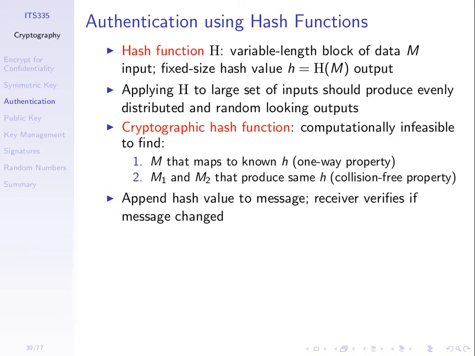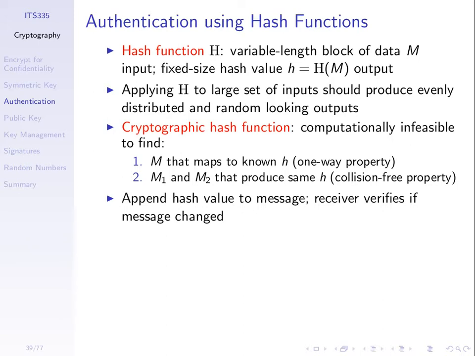Another way to state that: for a cryptographic hash function, it should be hard to find some message that maps to some known hash value. So if I have a hash value as an attacker, it should be hard for me to find another message that produces that hash value, which is really, given a hash value, find a message. If we have that one-way property of our hash function, we can achieve different security objectives.